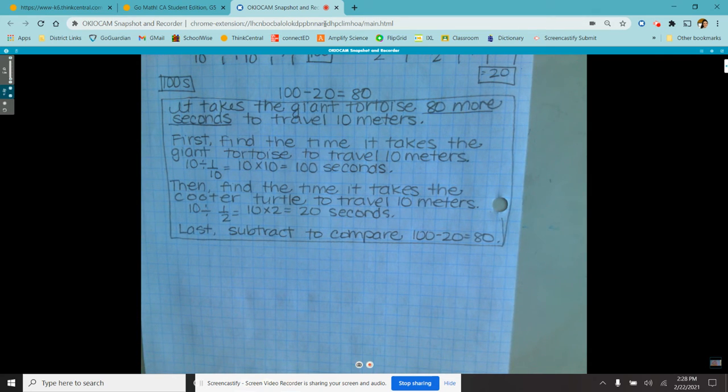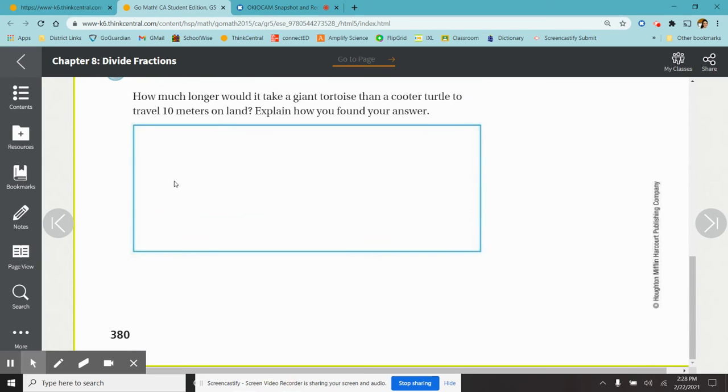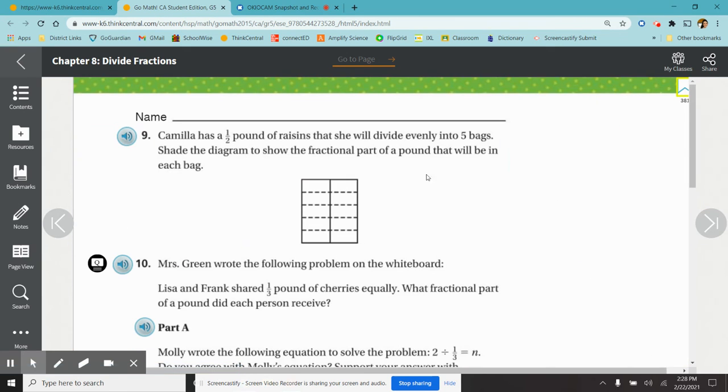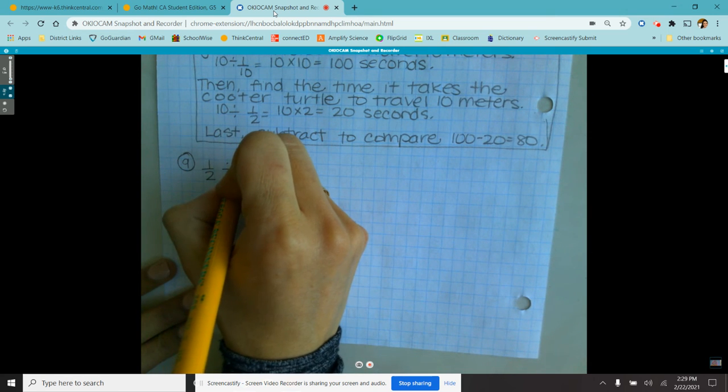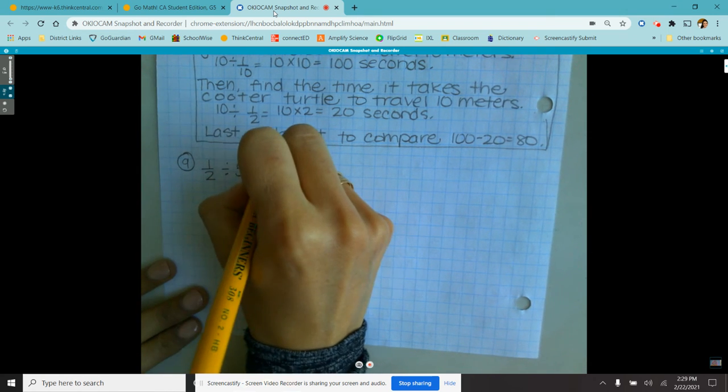Number 8. Number 9. Oh, that was the end of that page. All right, Camila. Camila has half a pound of raisins that she'll divide evenly into 5 bags. So you have something and you're splitting it up into different items. Show the diagram of the fraction part of what will be in each bag. So we have half a pound of raisins and we're dividing it into 5 bags.